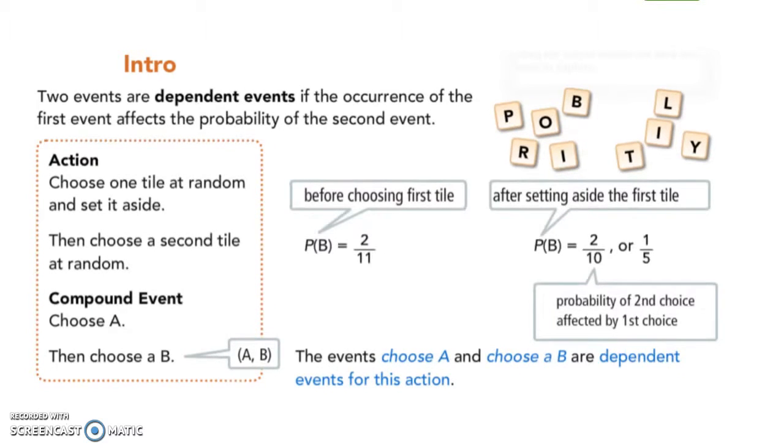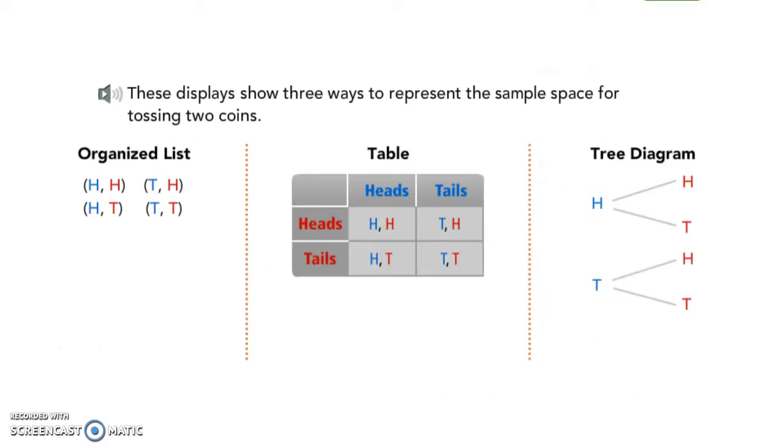Whereas dependent events, if I drew a tile out of my little selection, I would not put it back in. So now instead of having 11 choices, the second time I draw, I only have 10 because I didn't put the tile I drew the first time back in the bag. Okay, so that's the difference between independent and dependent events.